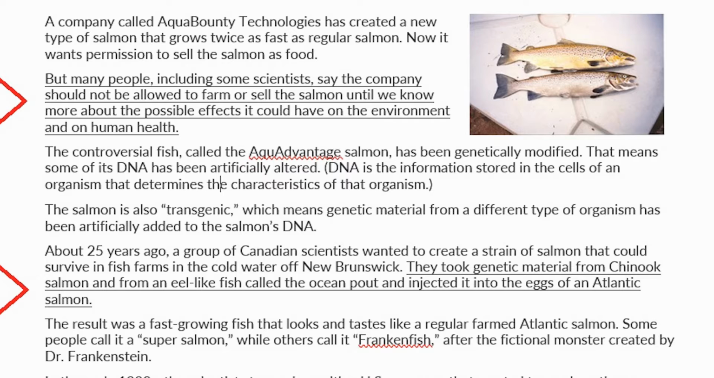Okay, here we go. A company called Aqua Bounty Technologies has created a new type of salmon that grows twice as fast as regular salmon. Now it wants permission to sell the salmon as food. But many people, including some scientists, say the company should not be allowed to farm or sell the salmon until we know more about the possible effects it could have on the environment and on human health.